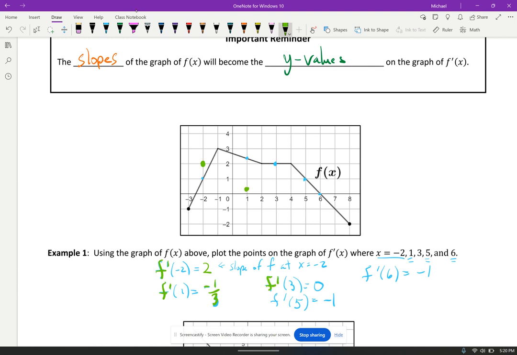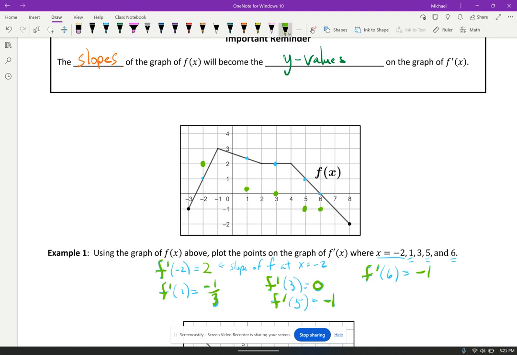F prime of 3 is going to be 0, so that's going to be here. F prime of 5 is going to be negative 1. Let me go back. I don't need to highlight. F prime of 5 is going to be negative 1. And then F prime at 6 is going to also be negative 1. So that's going to be there.